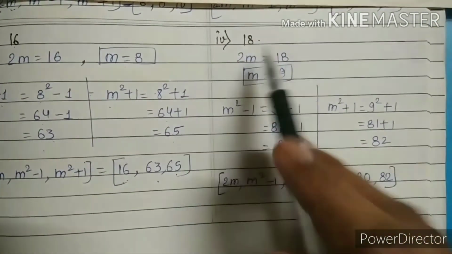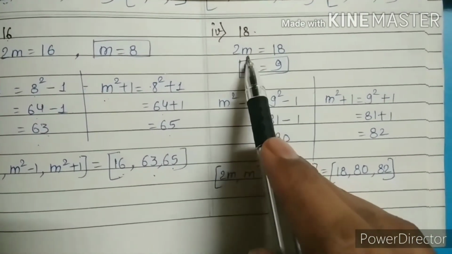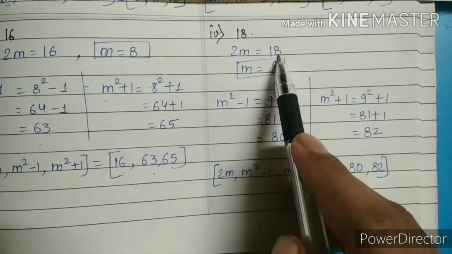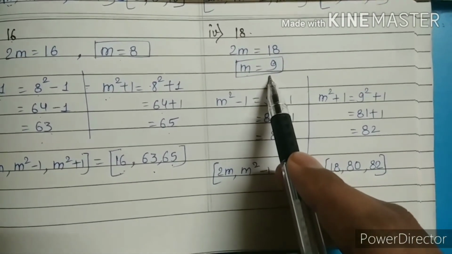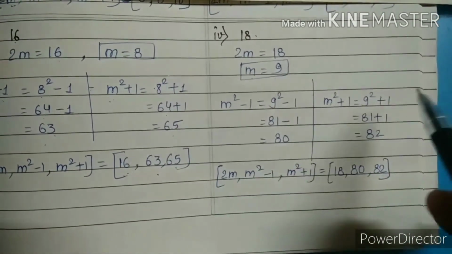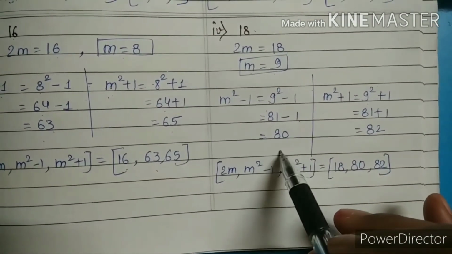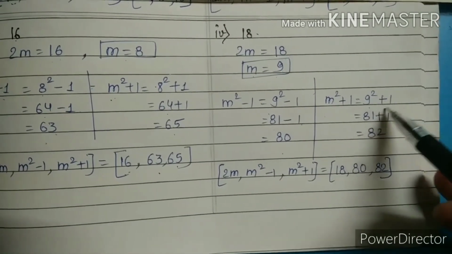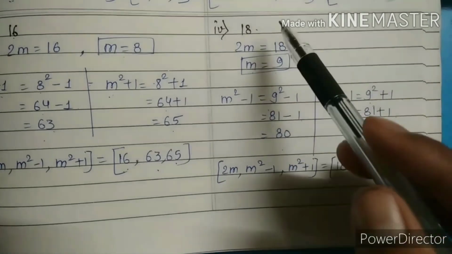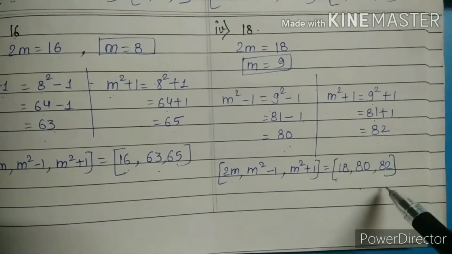Now the fourth is 18. So firstly I suppose 18 is equal to 2m. If it gives the value of m, then it is absolutely right. So the m value after dividing 18 by 2 will give us 9. Now 9 we will put in the second and third numbers. 9 square is 81. 81 minus 1 will give us 80, and 9 square plus 1, 81 plus 1 is 82. So the first assumption that we made is right, that's why here 18 will come, then 80, then 82.